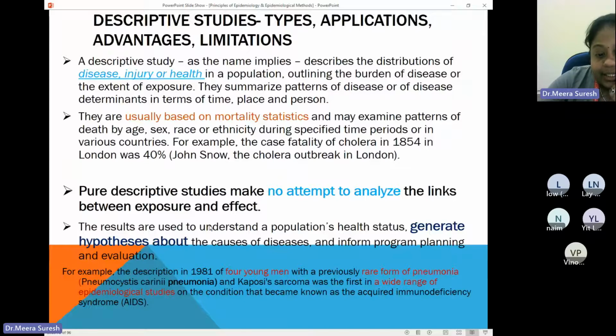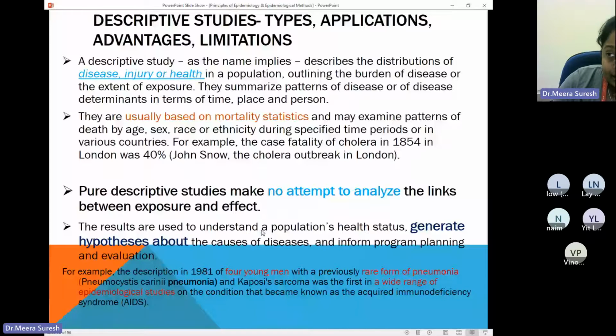So the results are used to understand a population's health status, generate hypotheses about the cause of disease, or in other words generate the etiological hypothesis, and inform program planning and evaluation. Generating the hypothesis about the cause of disease, in short, is the etiological hypothesis. It's very important because MCQs can be asked, like what the end result of a descriptive study is, and the other can be what the main purpose of analytical epidemiology is. In case of a descriptive study, the end result will be the etiological hypothesis.